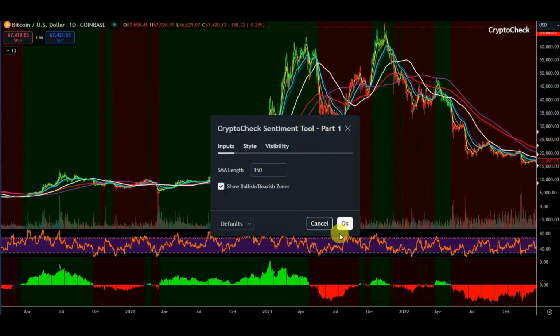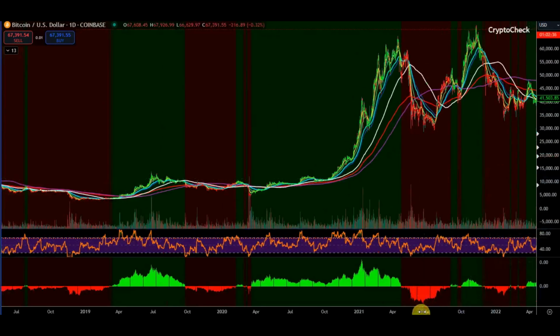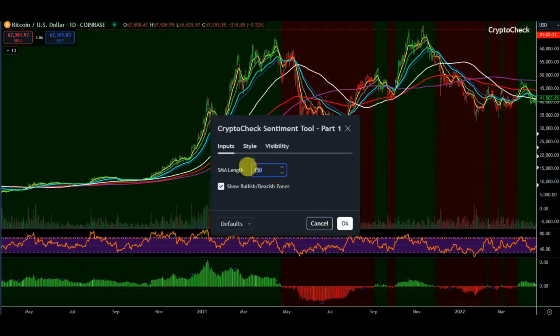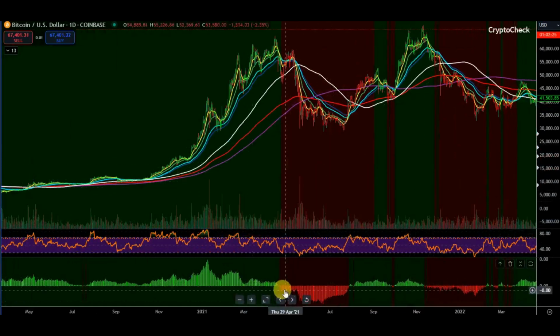Oh, sorry, I didn't change. Okay, it did get you out earlier. I had to change the settings on this tool as well, the part 1 tool. I had to pause the video there, but you can see here, it did get you out earlier, closer to the top. And you can refine that again and even go down to 100 to ensure that you are getting out that little bit earlier. You can see where it's flipping here, it's flipping a bit earlier.